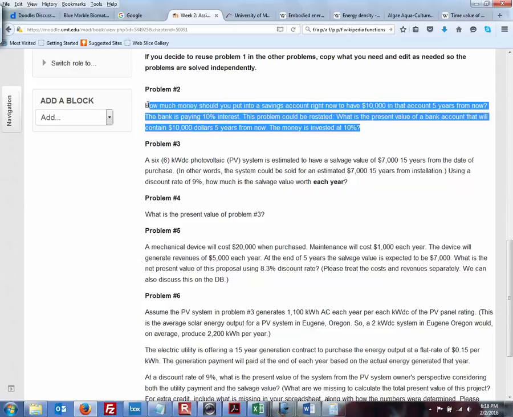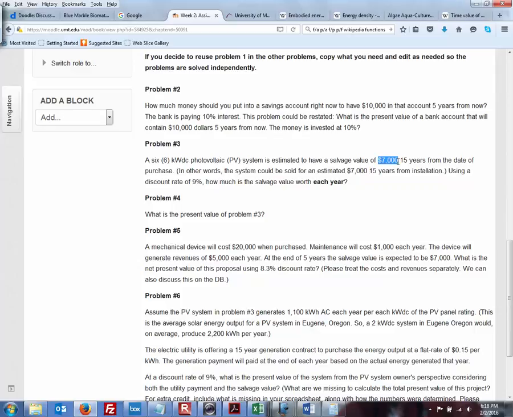This one will come. This one will be straight away. Number 2. Once you get the formulas in, that'll just pop right out. Salvage value of $7,000. The salvage value is the future value. It just means that it's going to be worth $7,000 in the future. The salvage value is the future value.